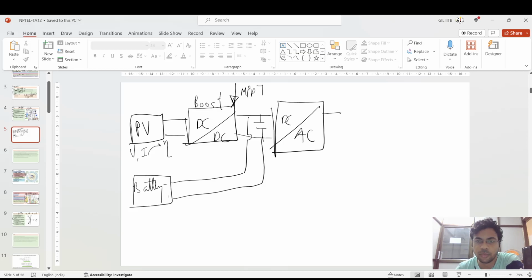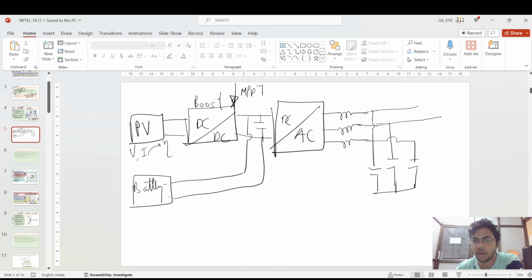After that you have a DC to AC converter, that is the inverter. After that you have some filters. Suppose you have LC filters. Suppose I have connected an L like this, then a C component here, here, and here as well. These are all connected like this. After that you have the PCC, the point of common coupling. After that it will be connected to the grid, all three phases.